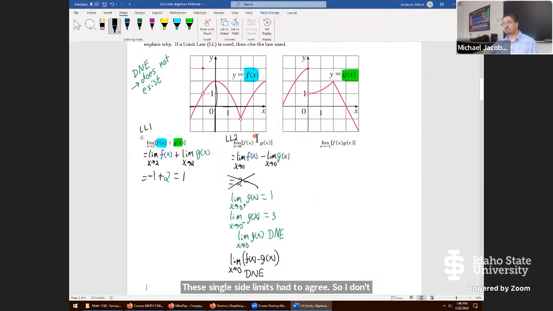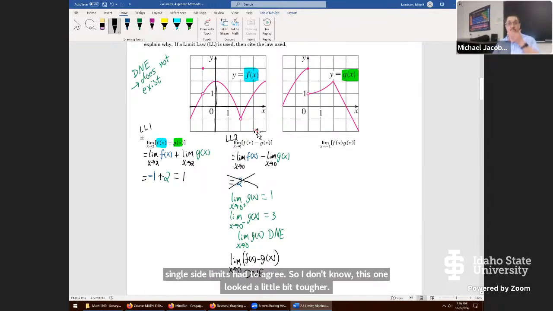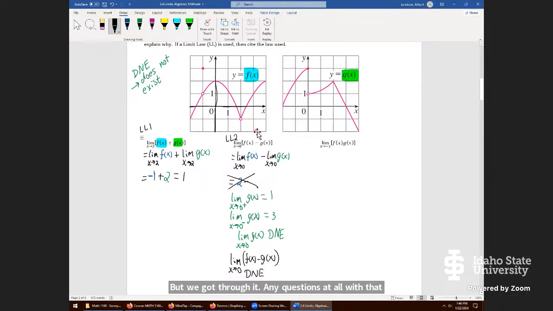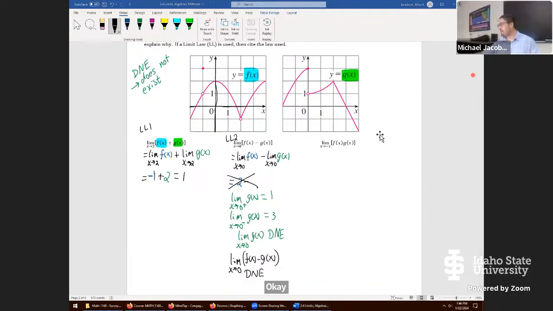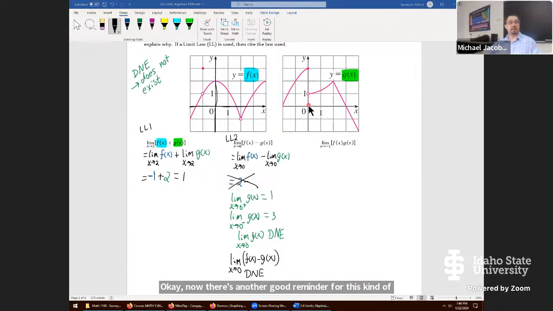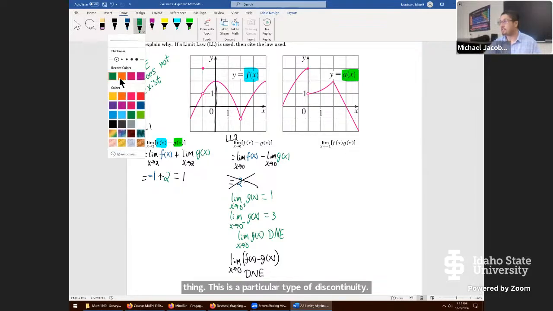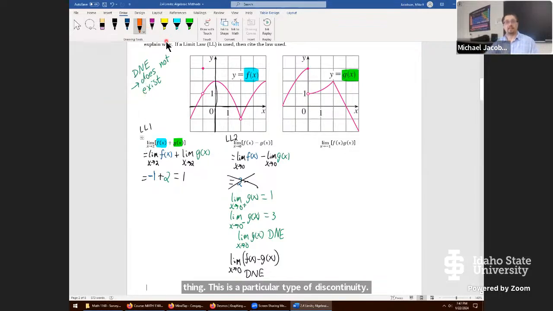So I don't know where this one looked a little bit tougher, but we got through it. Any questions at all with that one, folks? Okay, now there's another good reminder for this kind of thing. This is a particular type of discontinuity. Anyone recall which discontinuity this one is? Exactly, this is the jump discontinuity.